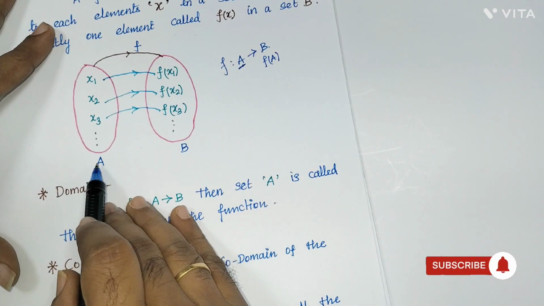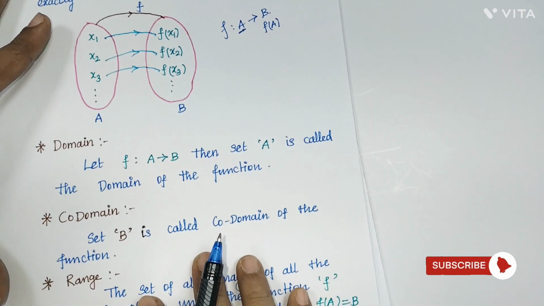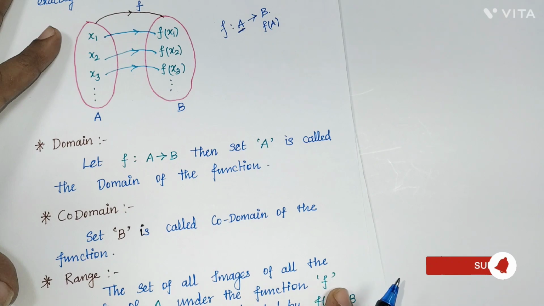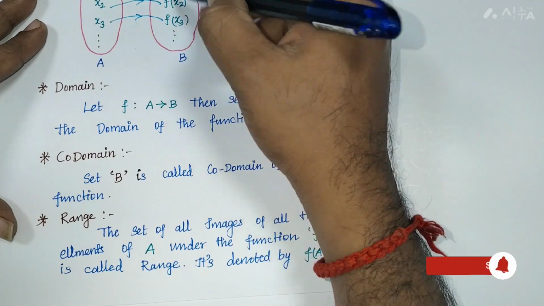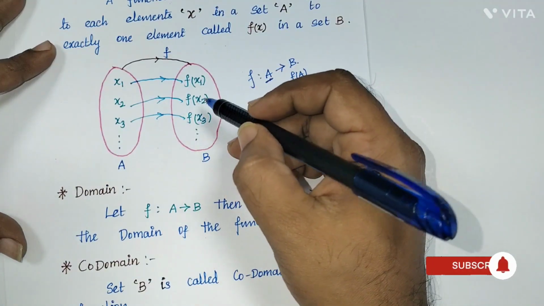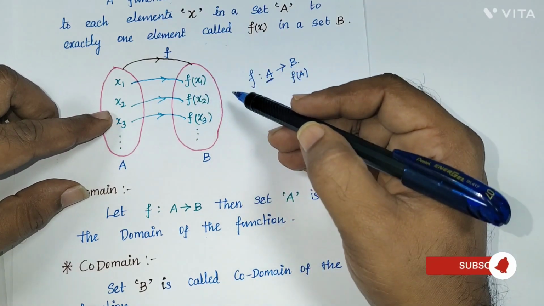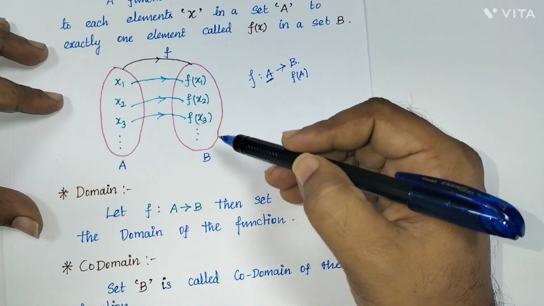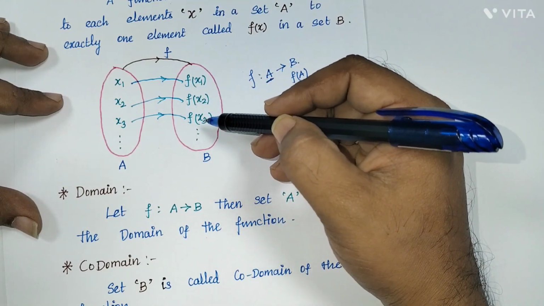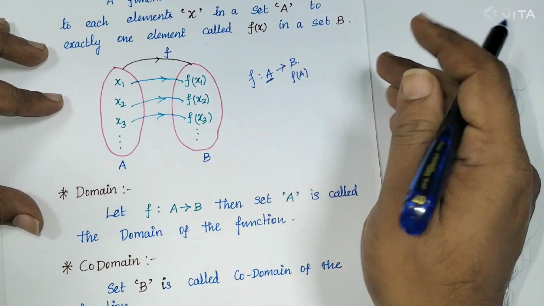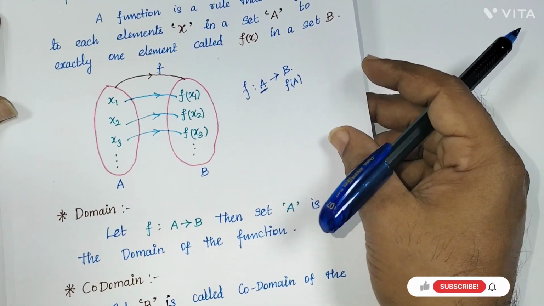So in our A set, you will have the elements x1, x2, x3 and an infinite number of elements. It gives image, the set of all the images under the function f in set B. It's called f of A. So if you are taking the elements from A, it gives the image in B. That's called range. Range is nothing but what are all the images there in B, we have to write in a collective manner. That is called range. Okay. So in this video we are going to see how to find the domain.